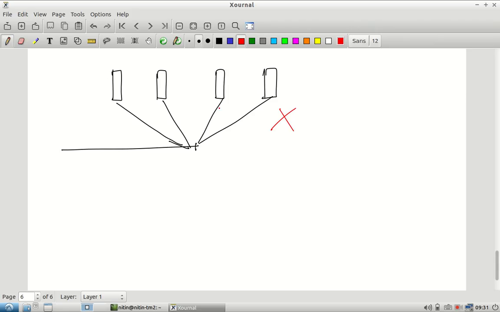Why? Because this length is not equal to this length. So clearly this does not work, and it's not as simple as that. That would work only if things were placed on the perimeter of a circuit. So what do you do instead? You go hierarchical.